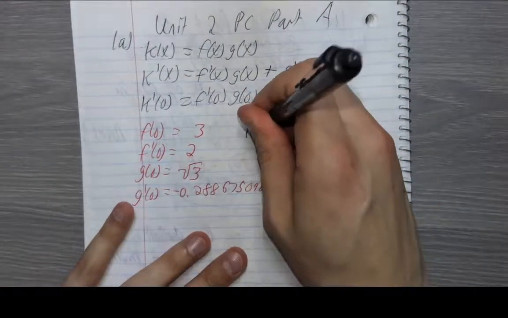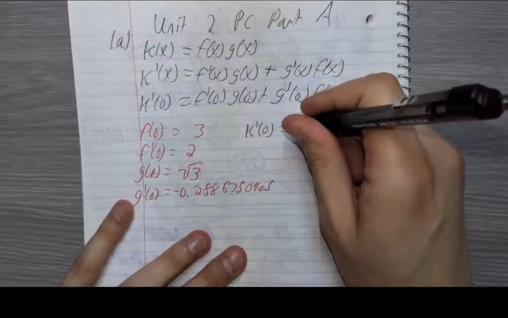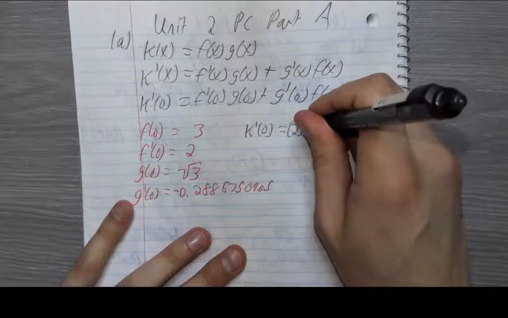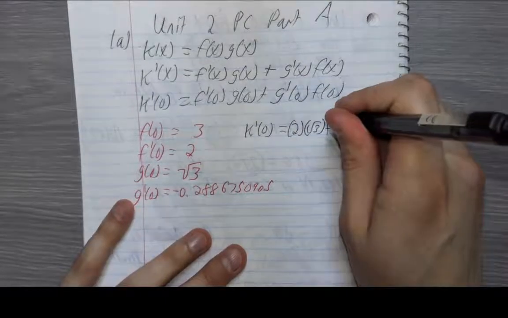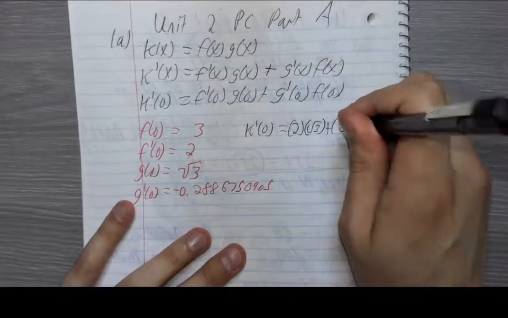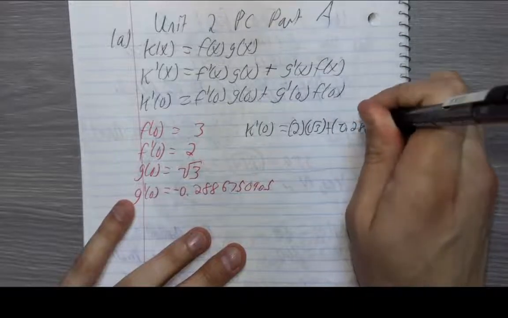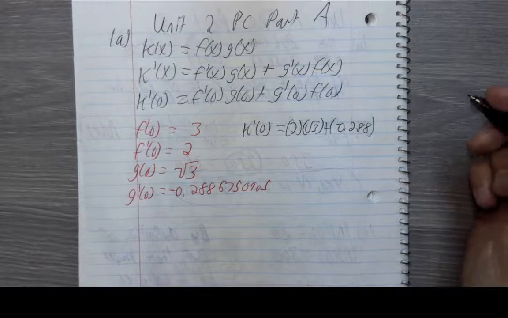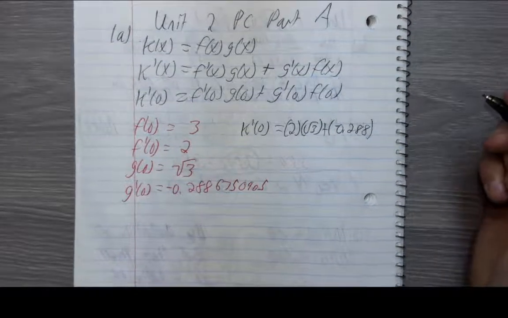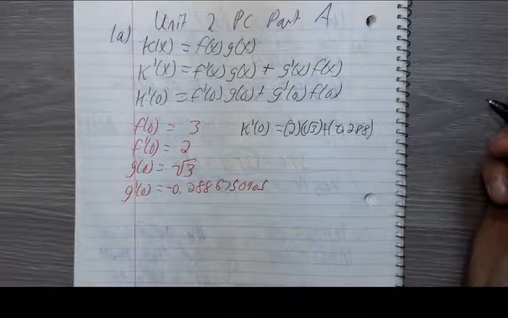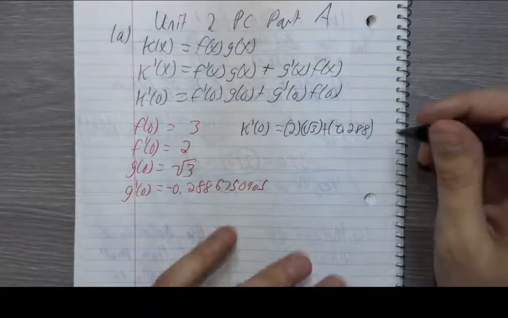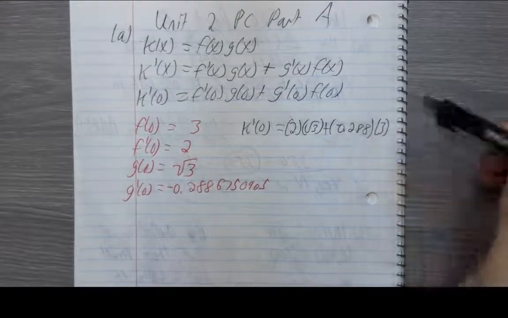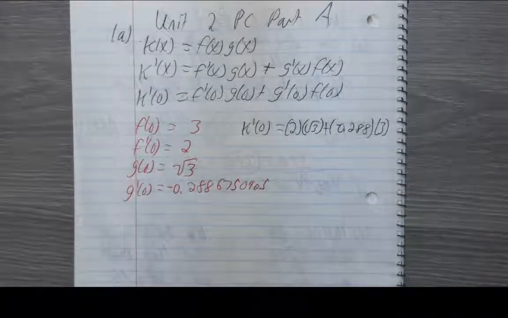All I have to do is plug these back in. So f prime of 0 is 2. G of 0 is square root of 3. G prime of 0 is that big thing, and I'm just going to keep it as negative 0.288. I know I'm being lazy, but I've been doing this for about an hour now, and I already wrote down what it is. Then times 3. So don't put it like that, put the whole entire number in. Then you put all that in your calculator.